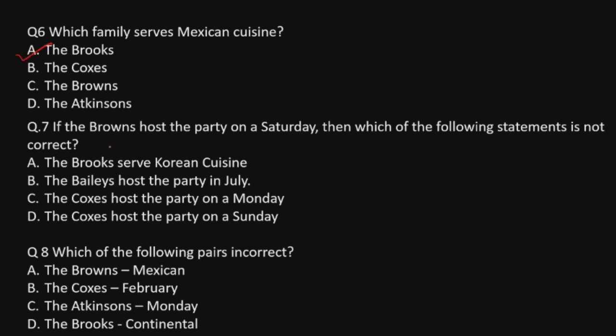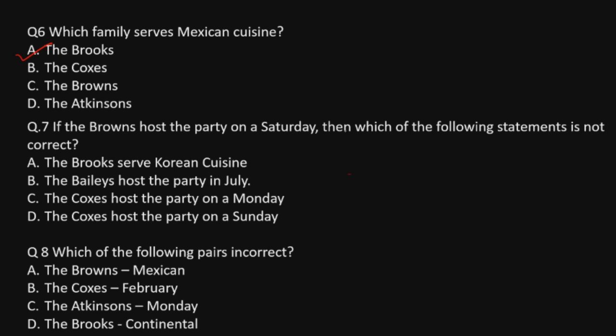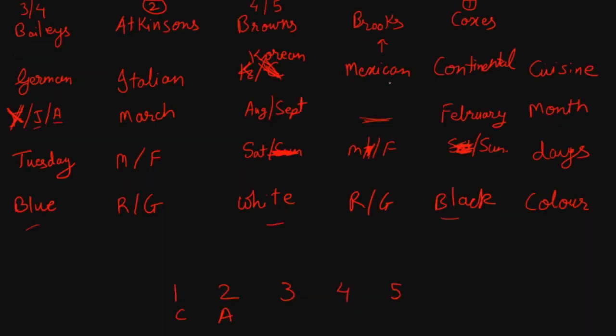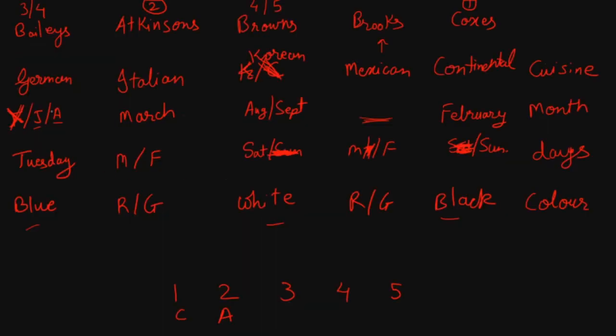Simple. If the Browns host a party on Saturday, then the Coxes will be on Sunday, right? Then which of the following statements is not correct? The Brooks serve Korean cuisine. Is it correct? No, they serve Mexican. This is wrong. The Baileys host a party in July. Yes, the Baileys can host a party in July.